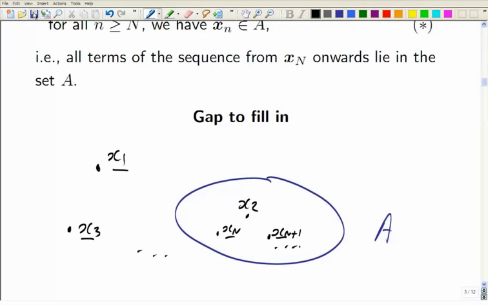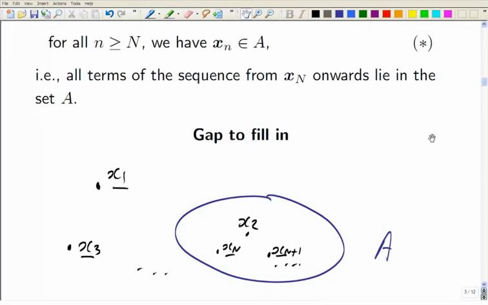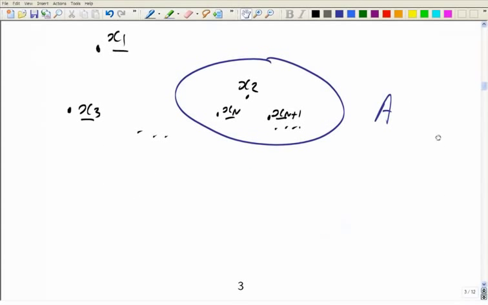If that happens, then we say that the set A absorbs a sequence, and we actually say that it absorbs it by stage capital N. So if you want to say when did it absorb the sequence, you say it absorbs it by stage capital N, means that all the terms, X capital N, X capital N plus 1, X capital N plus 2, they must all be in the set. Some of the earlier terms might be. And I'm not saying that's the earliest stage. If you absorb it by stage N, you also absorb it by stage N plus 1. So if you absorb the sequence by stage 10, you also absorb it by stage 100 because all the later terms are in as well.